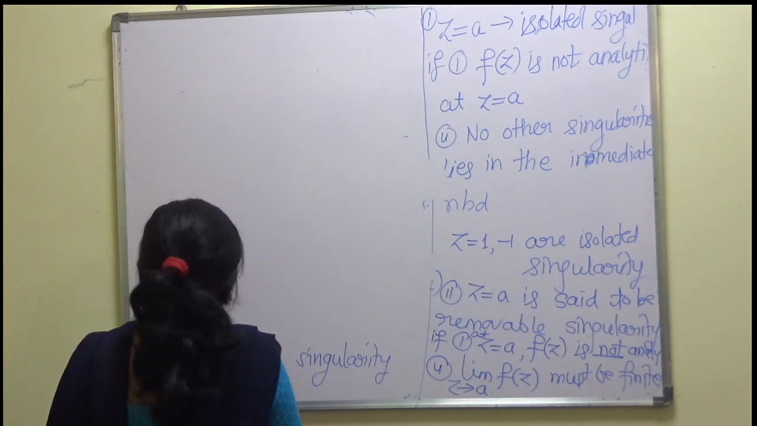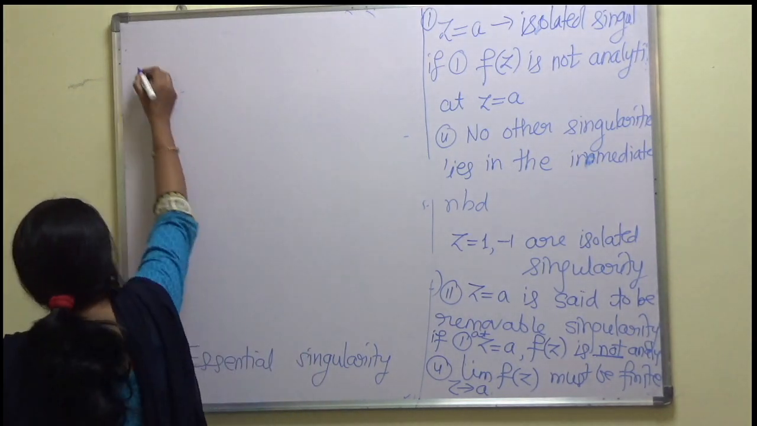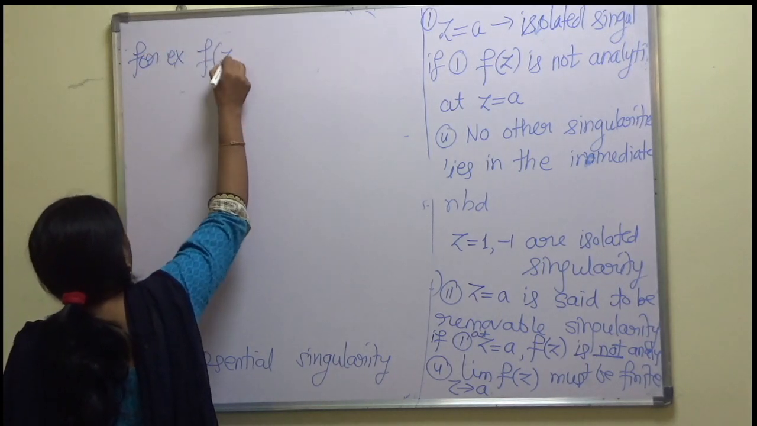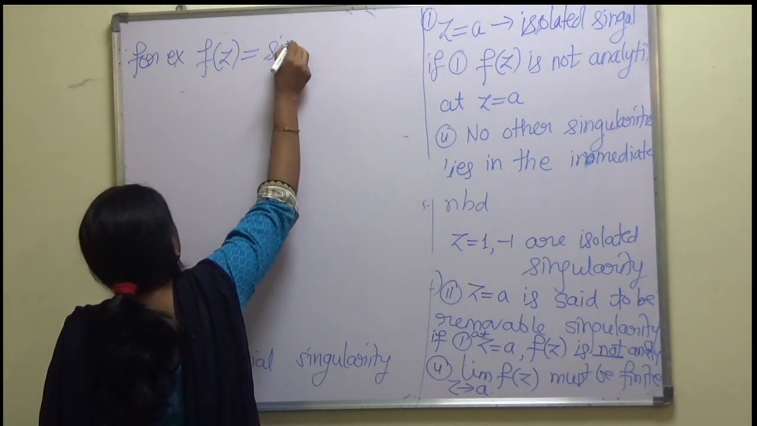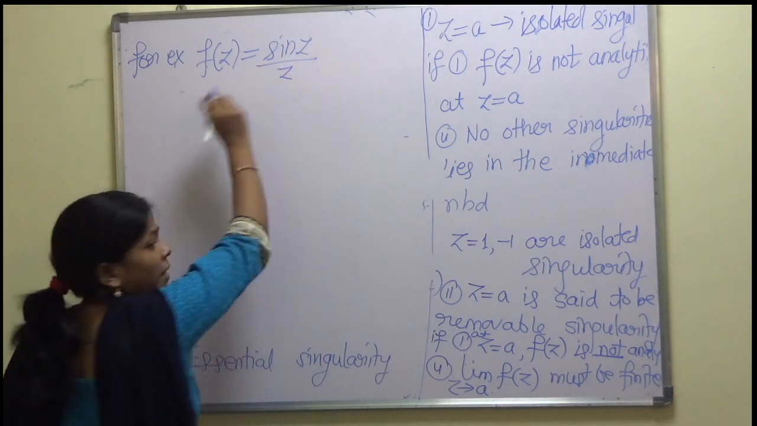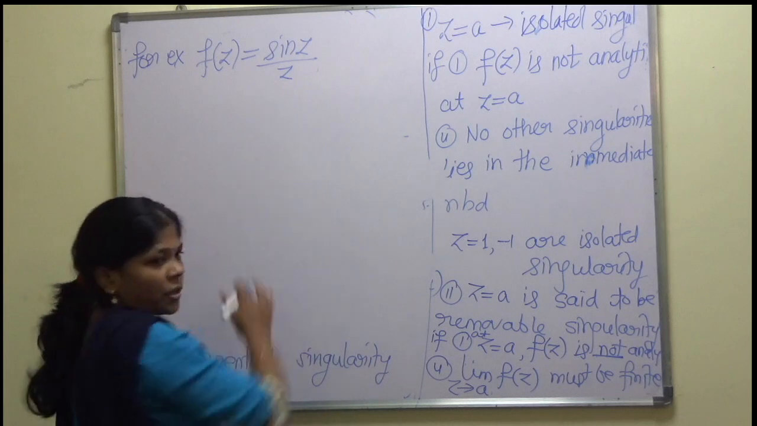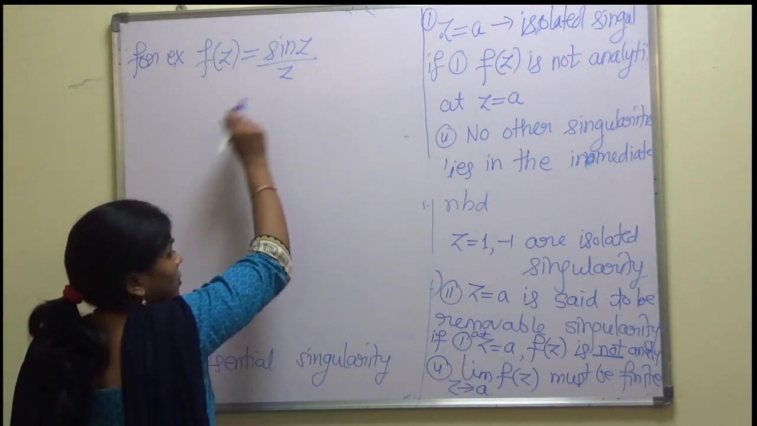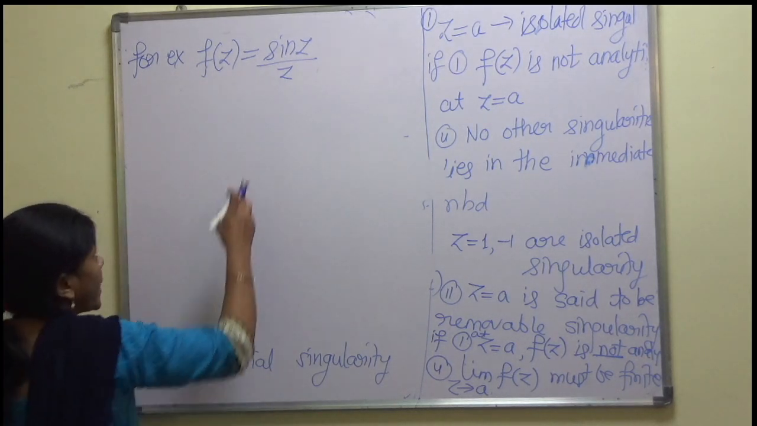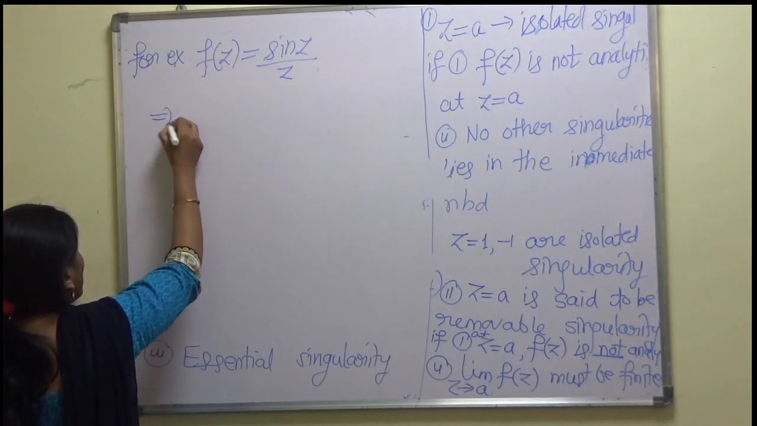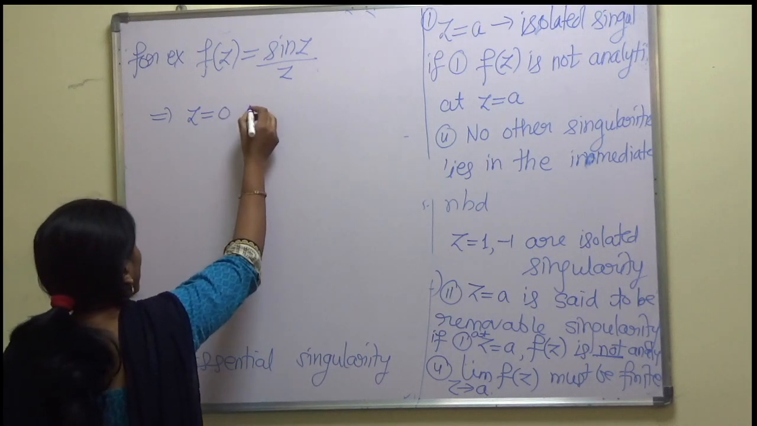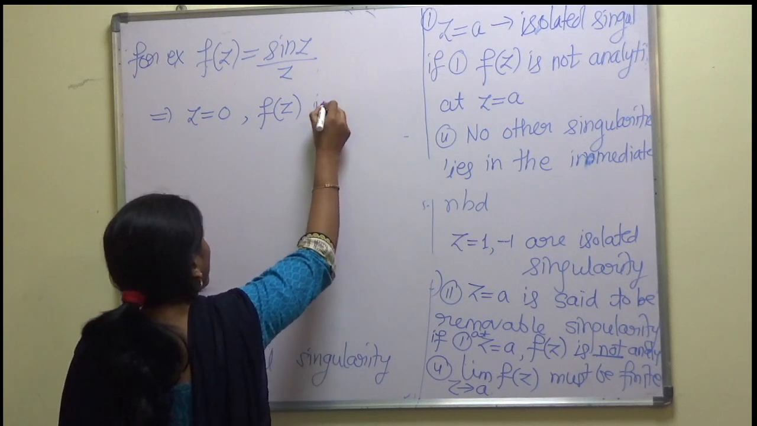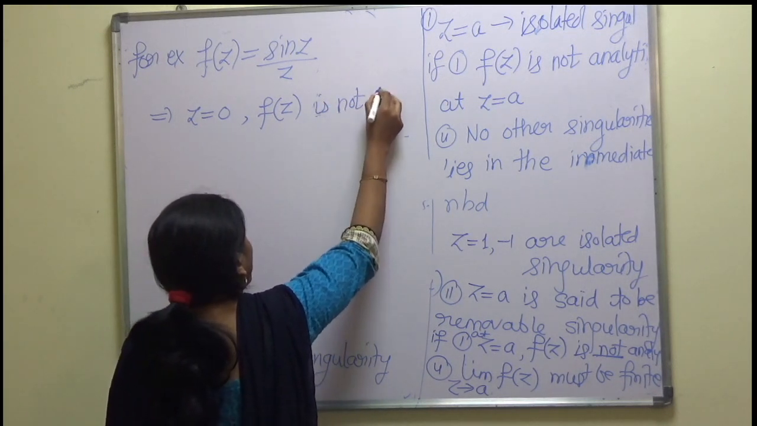Okay, let us see the example. For example, if I have f of z equal to sin z by z as a given function, what do we do? We will first find the singularity, which is obtained by equating the denominator to 0. So at z equal to 0, the function f of z is not analytic, f of z is not defined, so obviously not analytic.